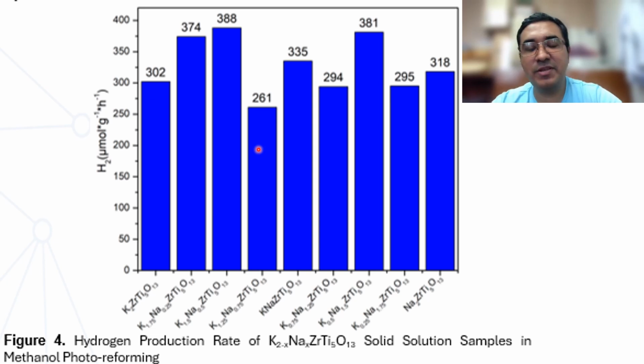The hydrogen production rate was obtained for all the samples under UV radiation and a 20% methanol solution. The solid solution with 0.5 sodium obtained the highest performance. This sample exhibited cell parameters outside the trend, with a larger cell size and an increase in the axis. So we can infer that it presents a greater amount of crystal defects.